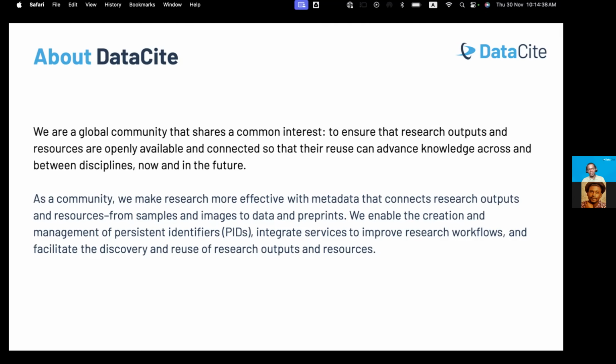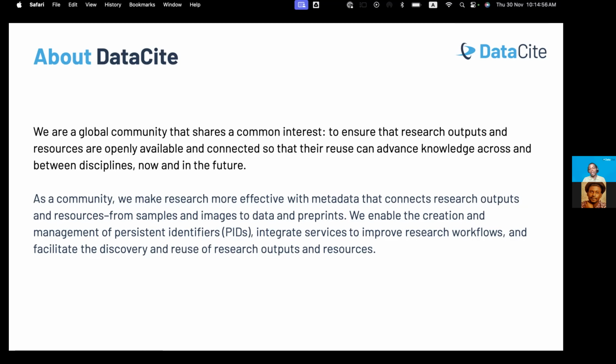So we make it to connect research outputs and resources from samples and images to data and preprints. We enable the creation and management of persistent identifiers.